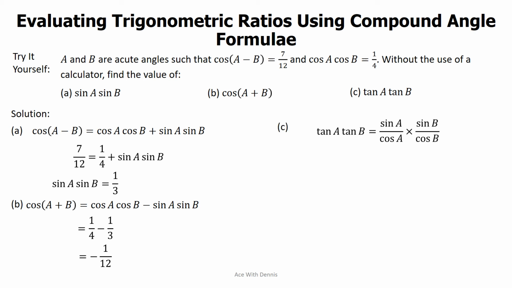For (c), tangent A tangent B, we can write it this way: sine A over cosine A times sine B over cosine B. Combine them together: sine A sine B over cosine A cosine B. We know sine A sine B is 1 over 3, and cosine A cosine B is 1 over 4. The answer for tangent A tangent B is equal to 4 over 3.